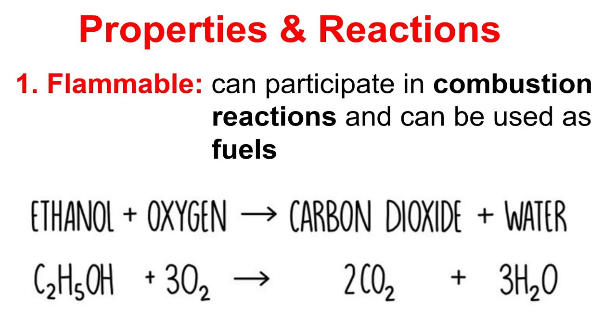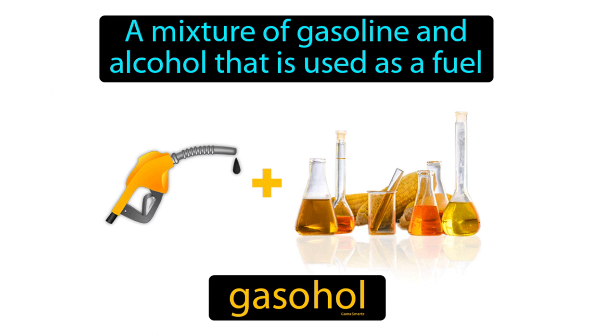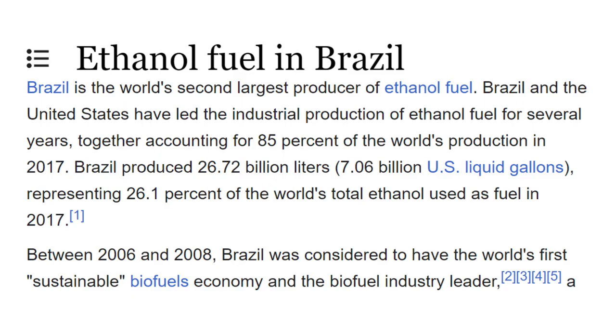So what are the properties and reactions of alcohol? Firstly, they are flammable, and they can participate in combustion reactions and can be used as fuels. Here is a balanced equation for the combustion of ethanol, which will be the most commonly used one as fuel. So gasohol is particularly popular in Brazil and America, and it's a mixture of gasoline and alcohol that is used as a fuel. Basically, if you use alcohol in the mix, you are reducing the amount of gasoline you need. And as gasoline is a non-renewable resource and alcohol is a renewable resource, it will make your supplies of gasoline last longer. So it's Brazil, 25% for one country, or 26.1, is huge.